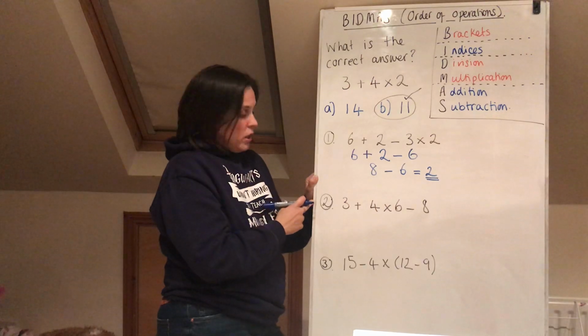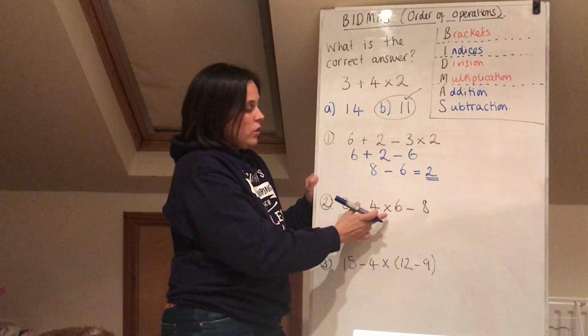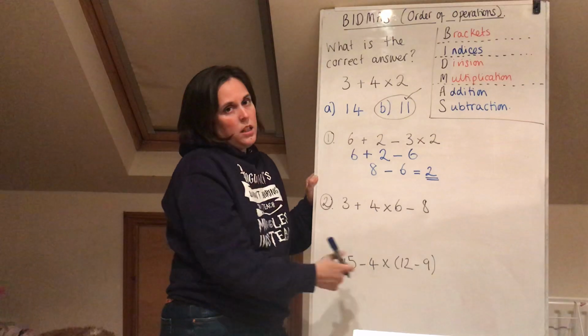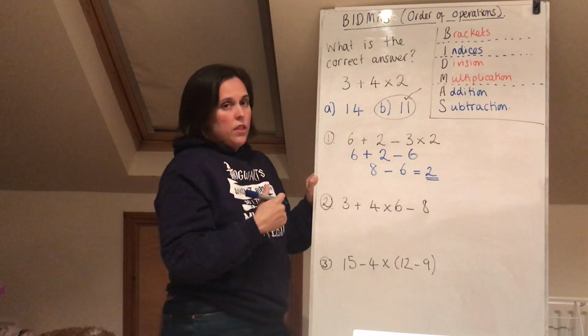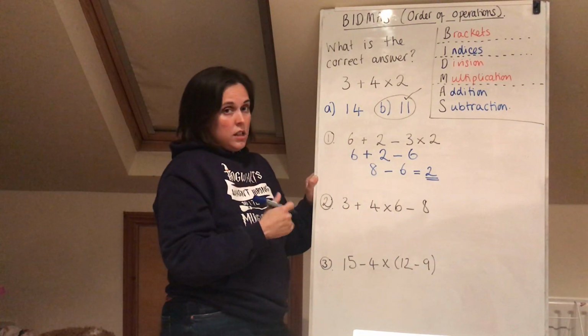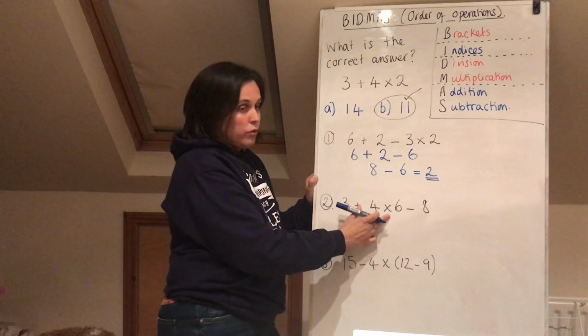So question number 2, 3 plus 4 times 6 minus 8. So we look across here, the thing that has to happen first is the multiplication, so the 4 times 6.